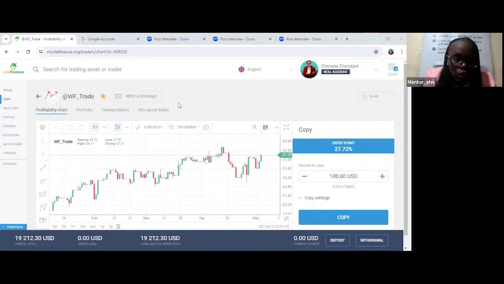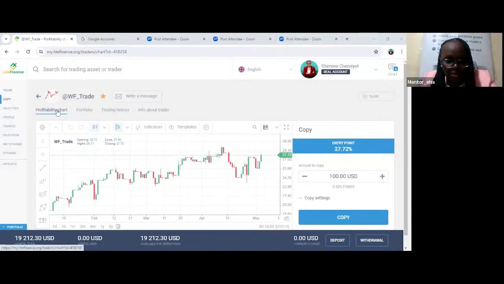So you click on copy. It will display a list of traders. But in this list of traders, you would want to analyze each trader: trader 1, trader 2, trader 3, and all those. So you click on that specific trader, like in this case, we've just clicked on AF at WF trade.